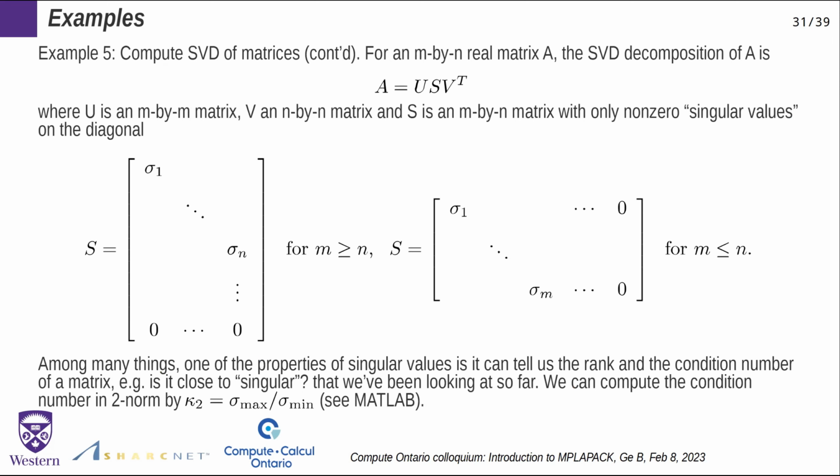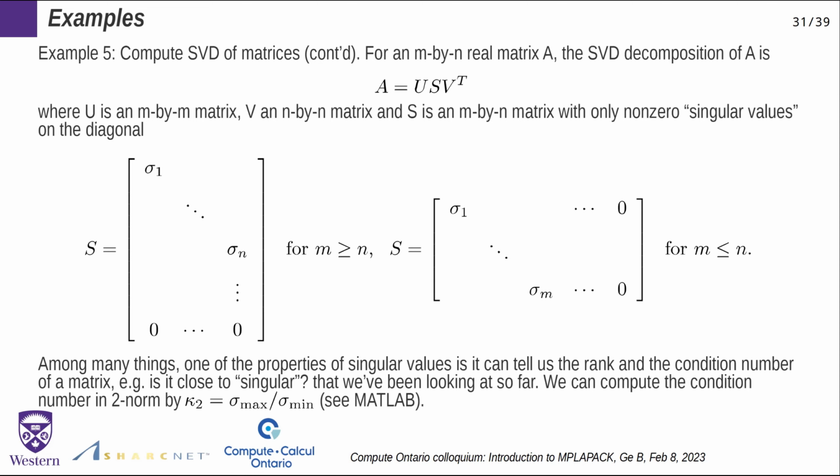Now, for an n by n real matrix A, the singular value decomposition of A is a multiplication of 3 matrices, U, S, and V. U is an n by n square matrix, and V is an n by n square matrix, and the S in the middle is an n by n matrix with the non-zero elements on the diagonal in two different cases.